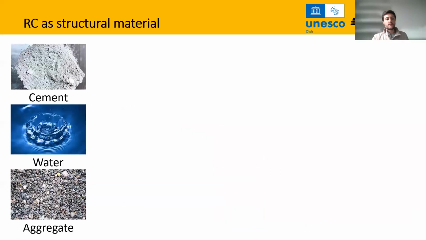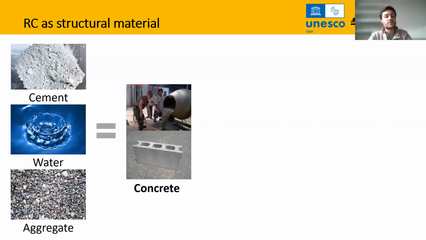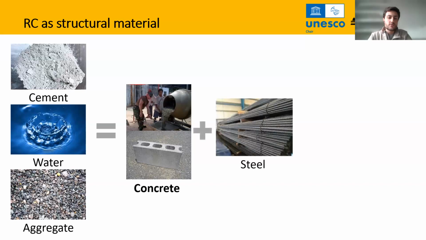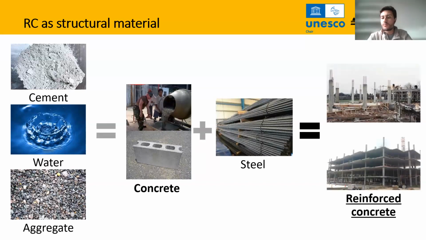Just to start, it's very important to understand how RC works as a material. As you all know, concrete is at the end a mixture of cement, water, and aggregate in different proportions. And with this, we can then make an element that is very good in compression, but is not that good in tension. So that's why reinforced concrete also includes the steel, that is a material that is very good in tension.